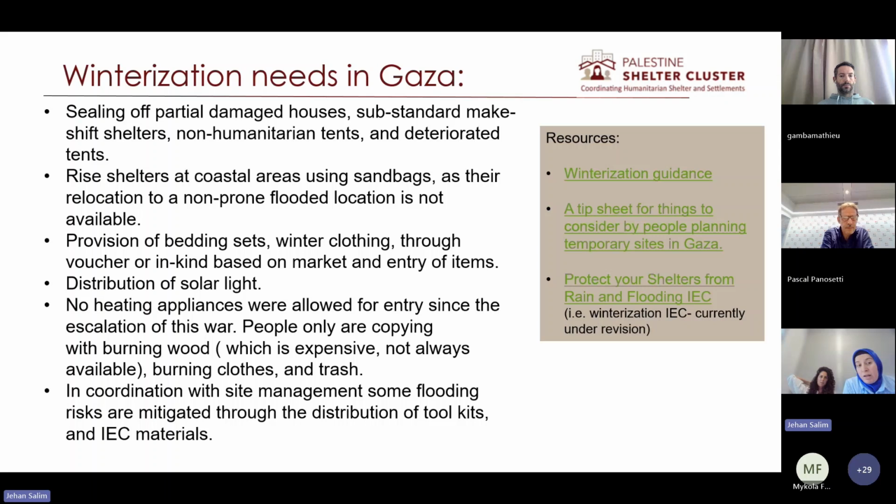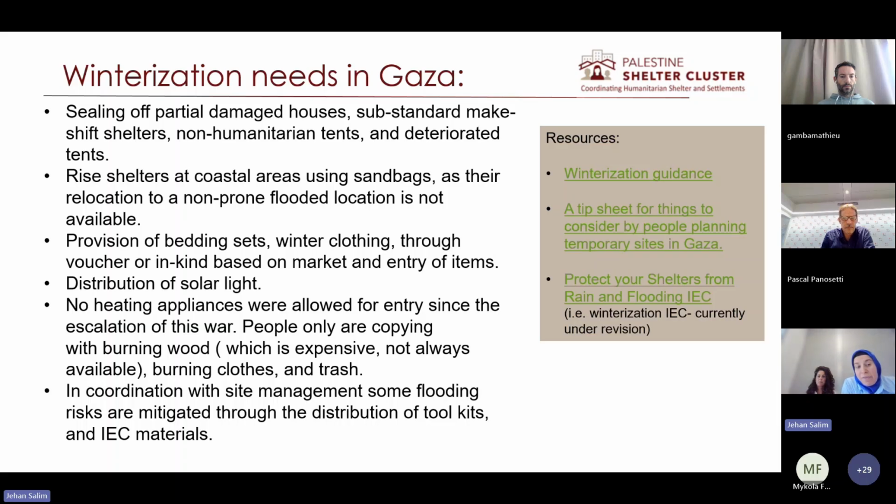Then some people have started to raise their shelters in the coastal area. These people living in the coastal area are the most vulnerable in the winter. Unfortunately, they cannot have another option for relocation because the area is very congested in Gaza. So they will use sandbags, for example, to raise their shelters, to at least try to mitigate these risks.